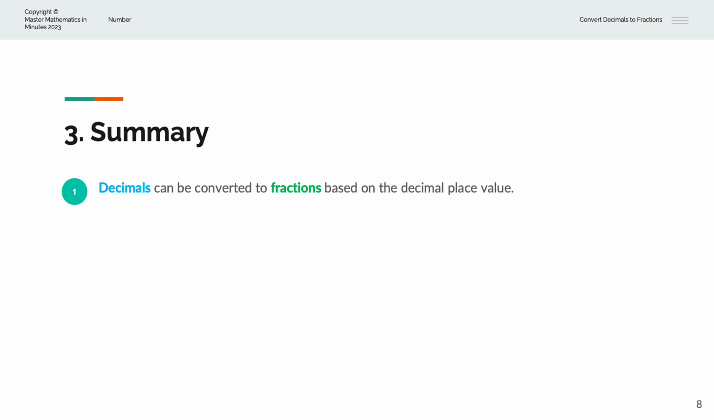To summarize, decimals can be converted to fractions based on the decimal place value. Consider a couple examples. We have 0.3, and the digit 3 has a decimal place value of a tenth, and so that can be rewritten as 3 over 10. Secondly, we have 0.07, so the digit 7 has a hundredth decimal place value, and that can be rewritten as 7 over 100 in fraction form.